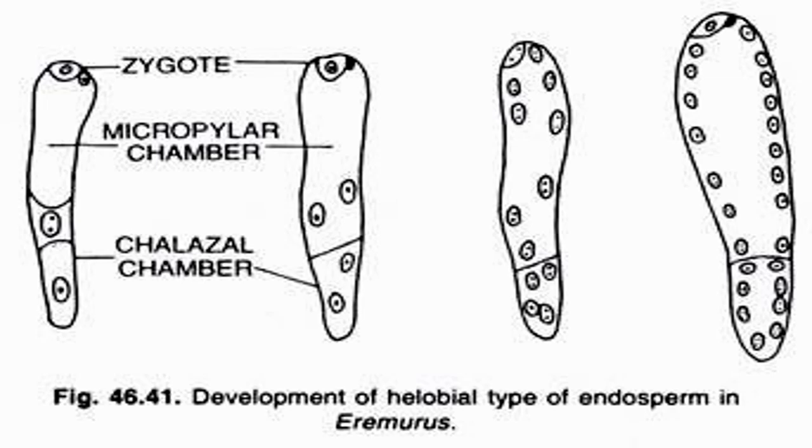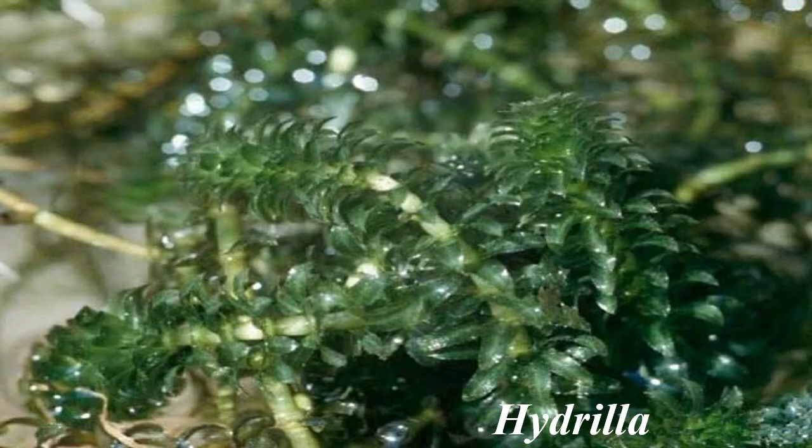This figure shows the development of helobial type of endosperm in Eremurus. And this is the image of Hydrilla.